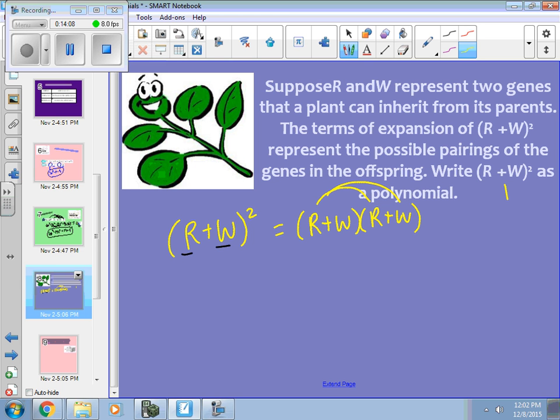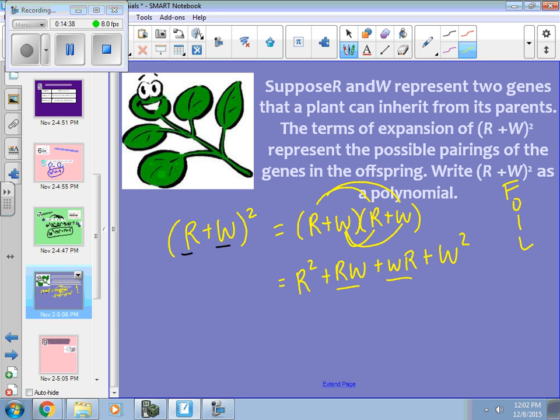If you want to use that FOIL acronym that some of you have learned, you can do that. So if we multiply the first things, we get R squared. If we multiply the outside things, we get R times W. If we multiply the inside things, we get WR. And if we multiply the last things, we get W times W is W squared. All right, now we got to check, is there any like terms? Now, at first glance, it doesn't appear that anything's the same, but these are actually 2 like terms right here.